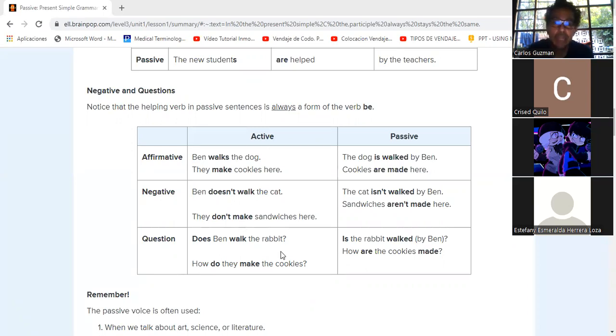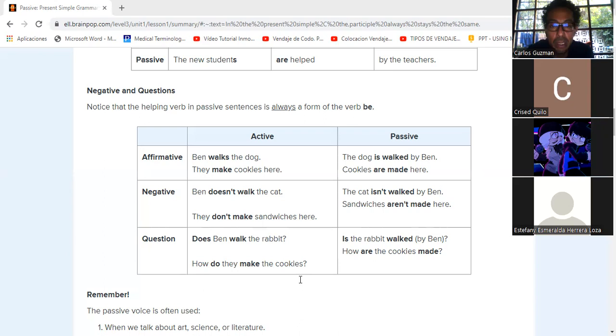So, does Ben walk the rabbit? Right, that's in the active voice. Ben is doing the action. It's an active question form. And then in the passive, we just use the present simple of the verb to be, is, right? Is the rabbit walked by Ben? And then the verb has to be in the past participle. In this case, walked is just a regular verb, so it just takes ed. Is the rabbit walked by Ben?